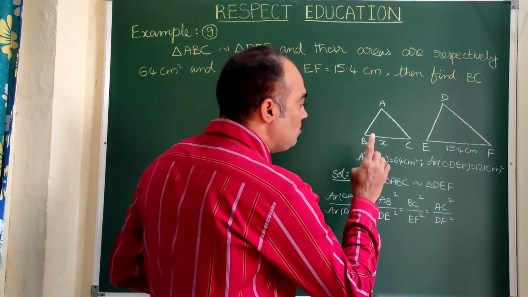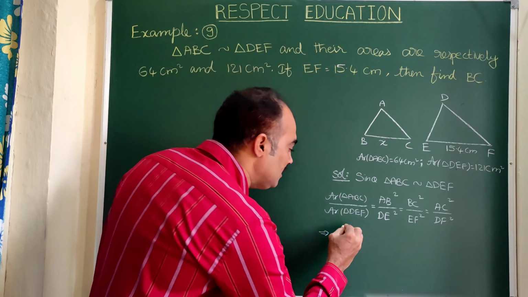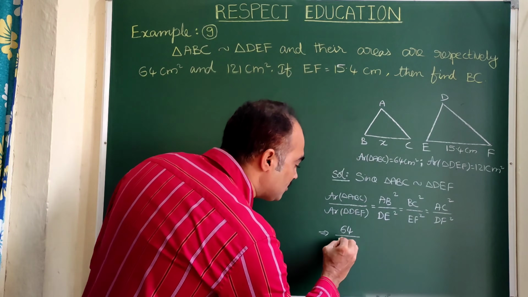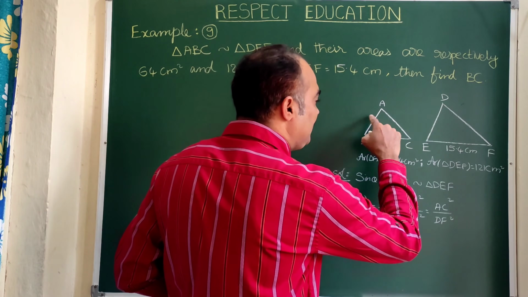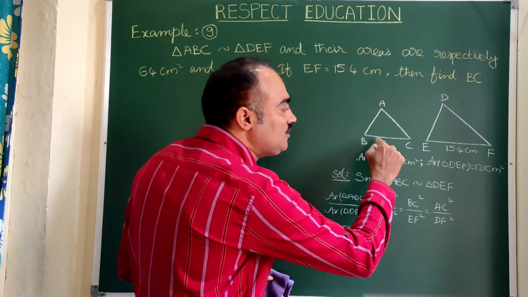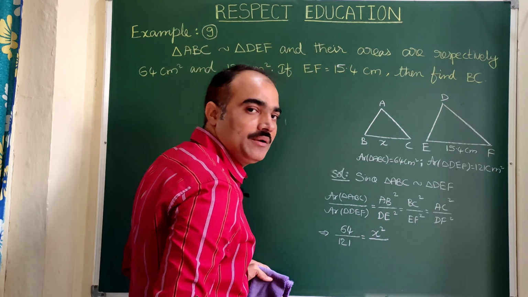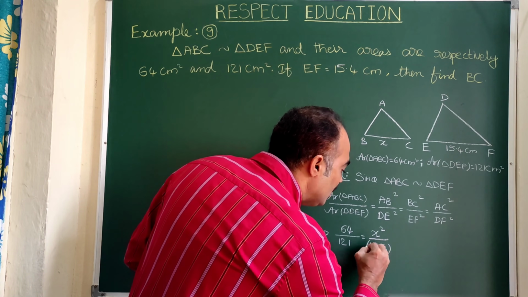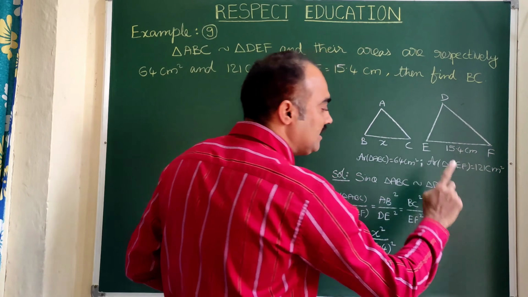Now let us substitute the known values. Here the area of ABC is given as 64 cm², so let us write 64 by the area of DEF, given as 121 cm². So we can write 121 is equal to, here AB value and DE value are not given, so we can skip them. BC square, that is what we need to find, so let us write X in place of BC. So BC square is X square by EF value, given 15.4, so we can write 15.4 square because here EF square is required. AC square is not given, DF square is not given, so let us leave it.